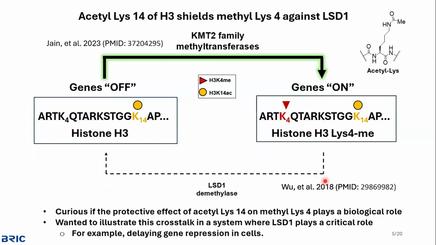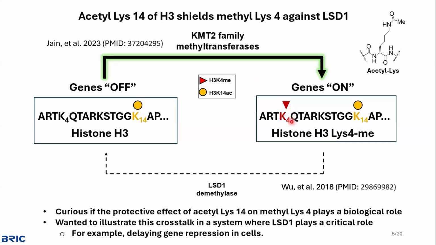Recent mass spec experiments pointed out that lysine 4 often gets co-modified with lysine 14 acetylation. This lysine 14 is 10 amino acids away from lysine 4, and acetylation of lysine typically is implicated in turning on the genes. And there are actually quite a few interesting facts about this lysine 14 modification. When there's a lysine 14 acetylation, it promotes the activity of KMT2 family methyltransferases. So it can more quickly and efficiently methylate lysine 4 of histone H3, which would turn on the gene more strongly.